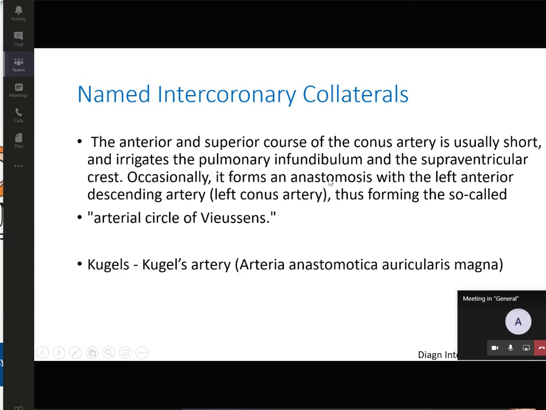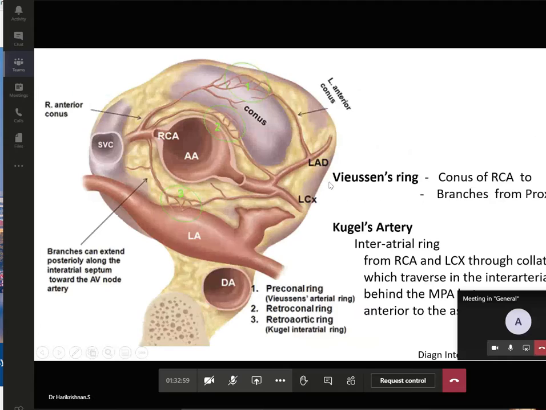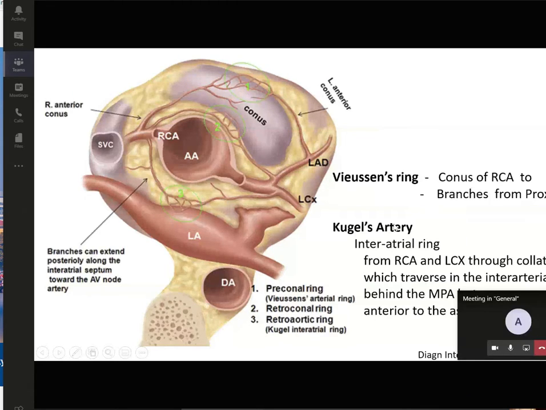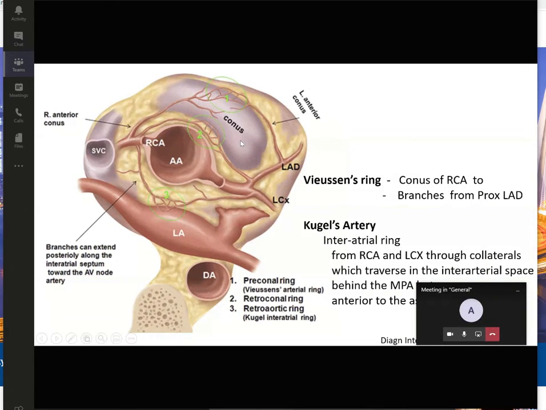Okay, there are two named collaterals called the circle of Vieussens and the Kugel's artery. This picture shows that. This is the conus, the view from the top. This is the left atrium. This is the aortic sinus. One is the Vieussens arterial ring, and the other is called the Kugel's, the retroaortic ring.